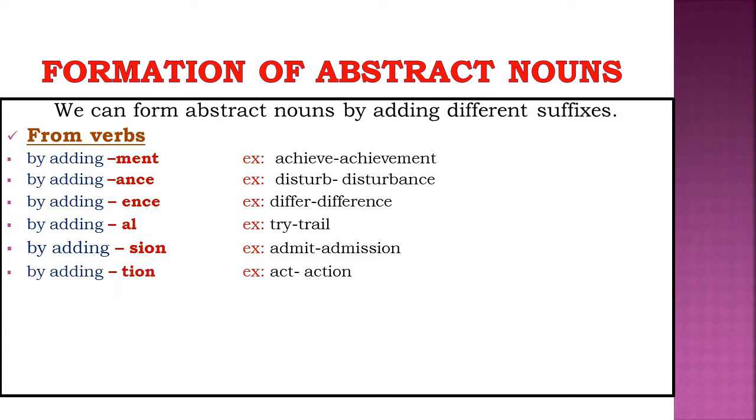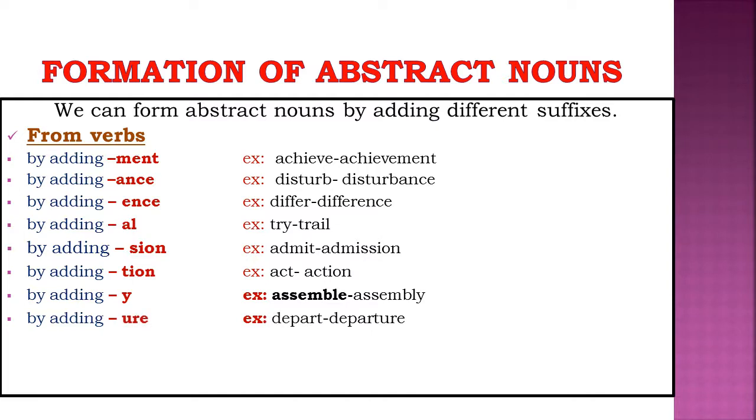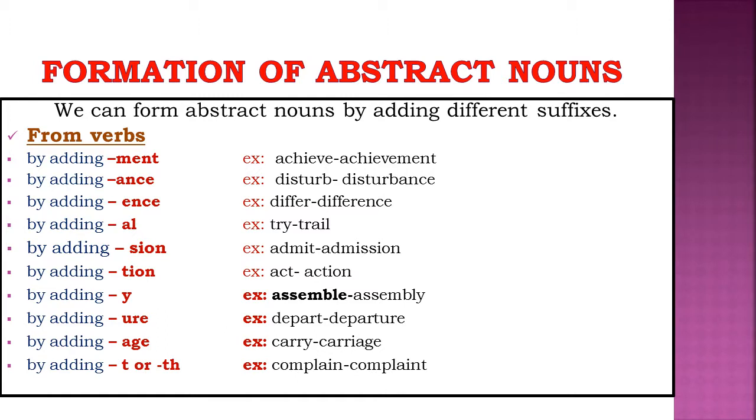By adding tion. Act is a verb and action is an abstract noun. By adding y. Assemble is a verb and assembly is an abstract noun. By adding ure. Depart is a verb and departure is an abstract noun. By adding age. Carry is a verb and carriage is an abstract noun. By adding t or th. Complain is a verb and complaint is an abstract noun. Likewise, grow is a verb and growth is an abstract noun.